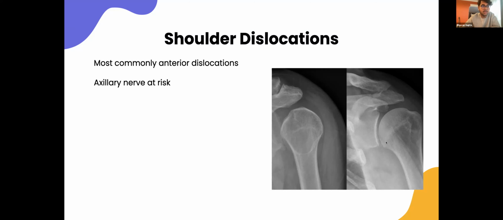And that makes sense, right? Because our quadrangular space is around here, right? And so if we push it forward, it's going to cause a little bit of a compression there. Well, not a little bit, a fair bit of a compression if it's very severe.